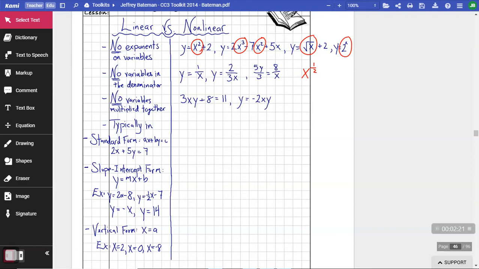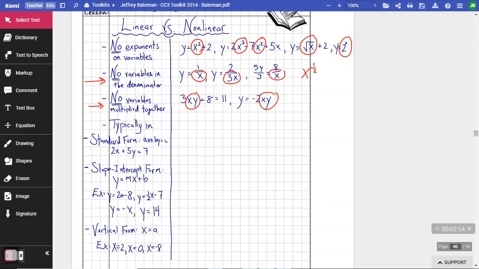Second thing is there's no variables in the denominator. Here, x is in the denominator. That's the bottom of the fraction. We're seeing it there. It could be y as well that's in the denominator. It doesn't matter. No variable can be in the denominator for a linear equation. Next up, we've got no variables multiplied by each other. You'll see no xy's or anything like that where you're taking one variable multiplied by another. So those are the things that you're looking for. If you see one of those, it's nonlinear. If you don't see those, it is linear.